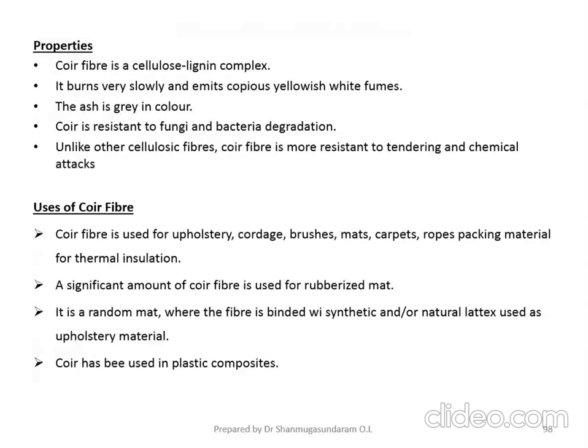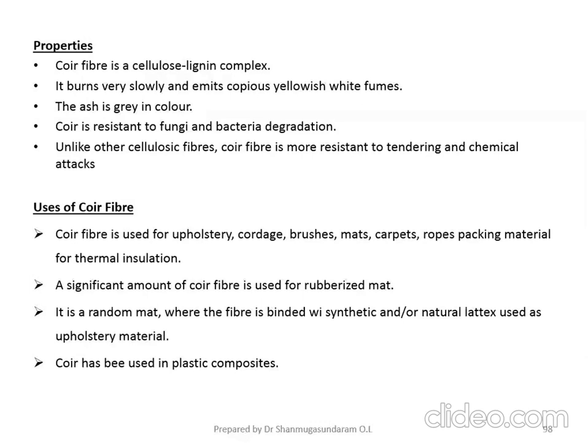So the coir fiber has a cellulose and lignin complex. It burns very slowly and emits yellowish white fumes. The ash is grey in color. Coir is resistant to fungi and bacteria degradation. Unlike other cellulose fibers, coir fiber is more resistant to tendering and chemical attacks.